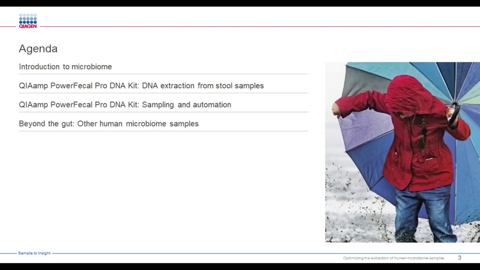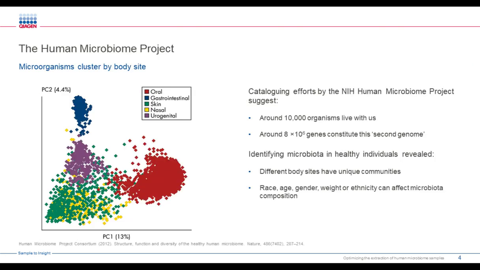Okay, and then to our agenda, I'll have a brief introduction on microbiome and why microbiome studies are interesting. I'm sure that you're all very well aware of this already. And then I will talk about optimal DNA extraction from stool samples with the QIAamp PowerFecal Pro kit, which we really do believe is the new gold standard for extracting DNA from stool samples. And then the next point is different sampling techniques and automation for the QIAamp PowerFecal Pro kit. And then the last part of the talk will wrap up with the application of this kit to other human microbiome samples outside the gut.